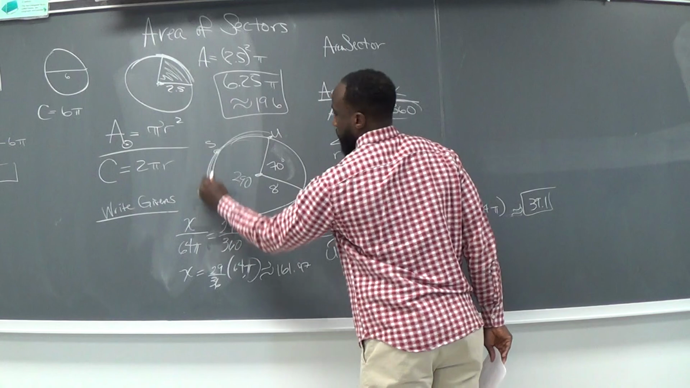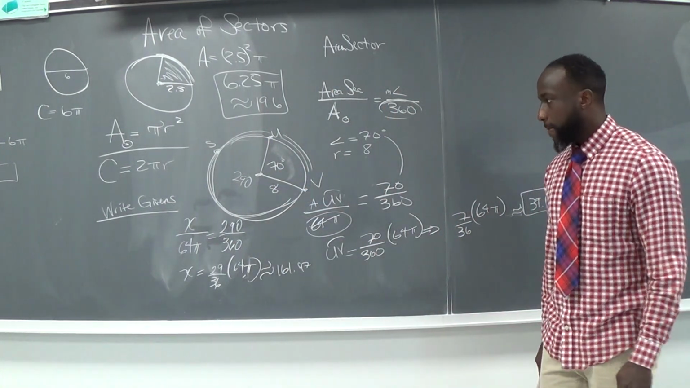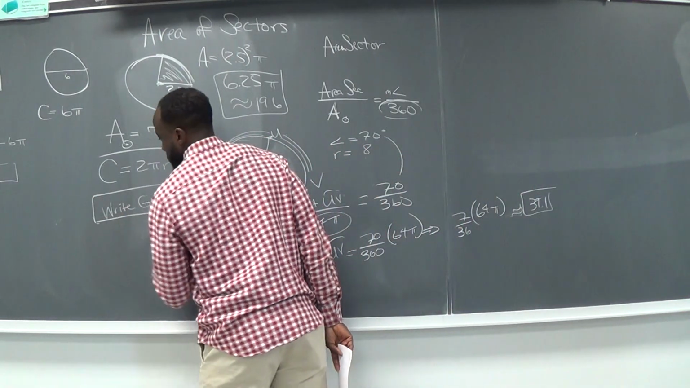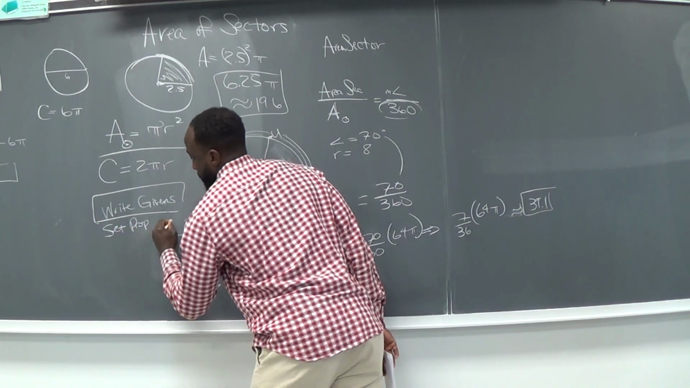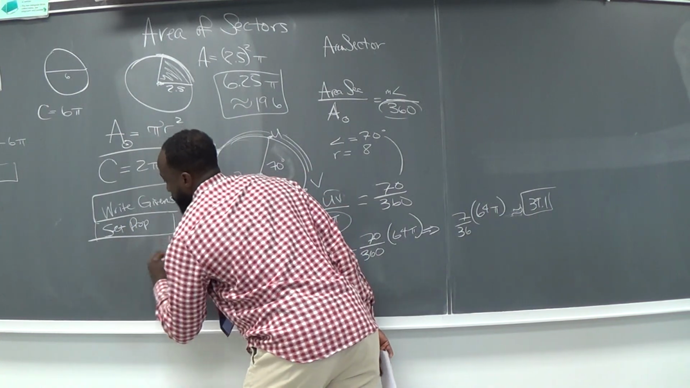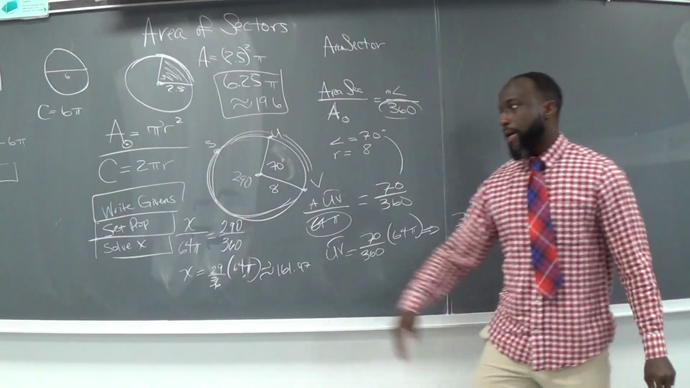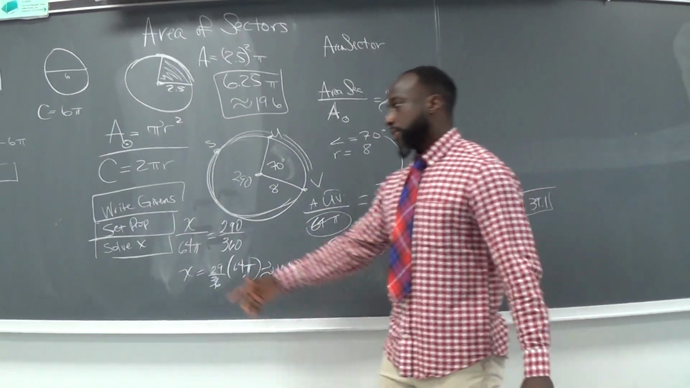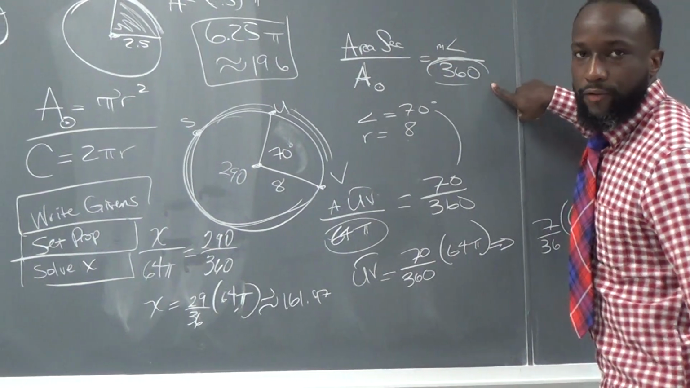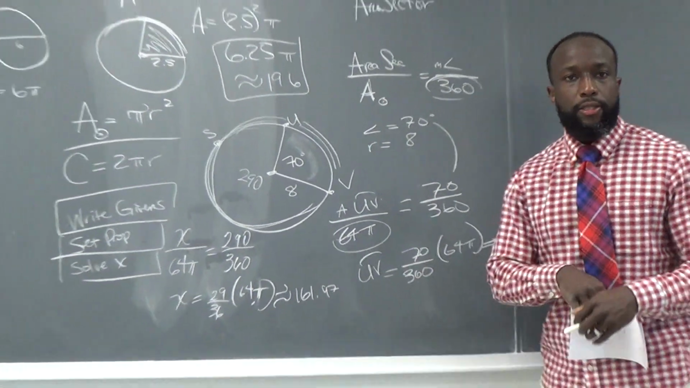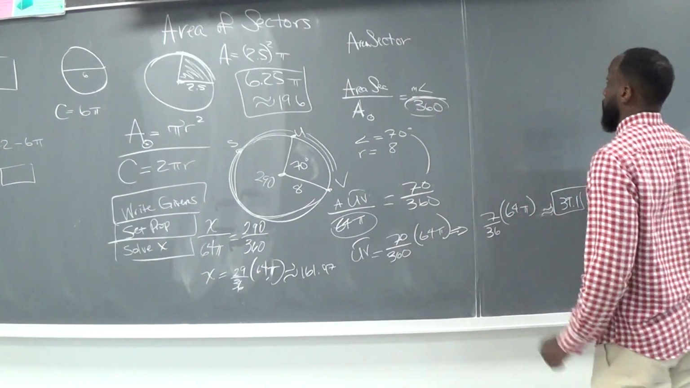So you got the big sector and the little sector. What you want to do is write your givens, set your proportion, and then solve for x. That's it. Write your givens down, set your proportion, area of the sector over area of the circle equals angle over 360. Then solve for x, which might incorporate cross multiplying. Okay, let's try another one.